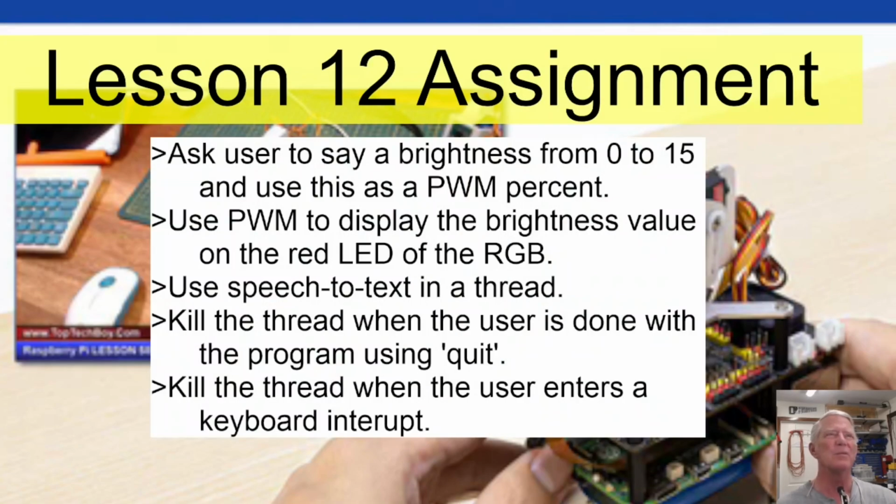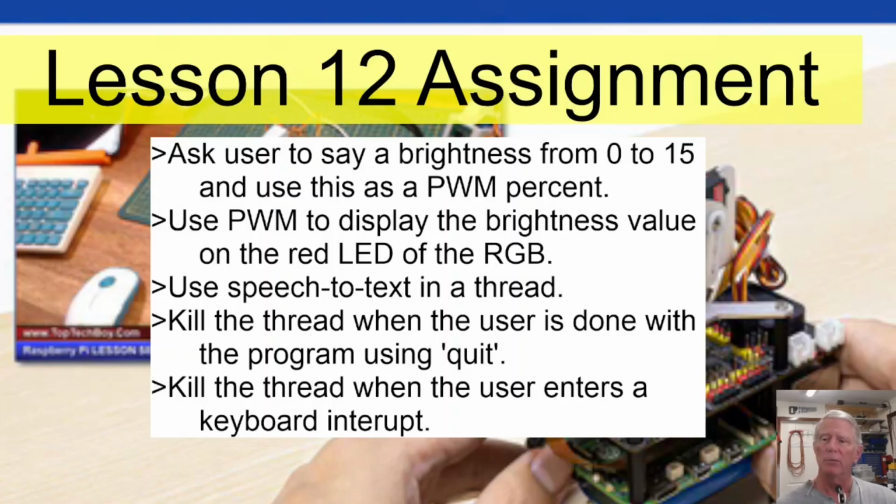The assignment was to ask the user to say a brightness. In my case, I'm going to ask them to say a number between 0 and 15, and use that as a PWM percent. Of course, they'll have to map it to a percentage. We're going to use that brightness in the PWM and display the brightness on a red LED from the RGB LED.